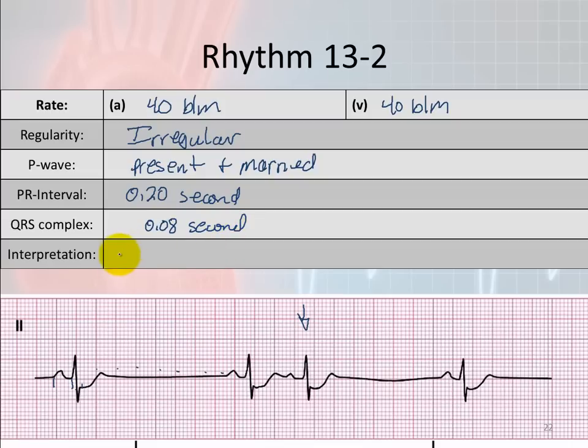So for the rhythm interpretation, remember, you have to interpret the underlying rhythm first. So what is the underlying rhythm? All of these other criteria here meet a sinus bradycardia, but we have a problem. Here's your irregularity. So we have to figure out why this thing is irregular. We know that this interval right here is a lot shorter than this interval here. So we know that it's something that's premature.